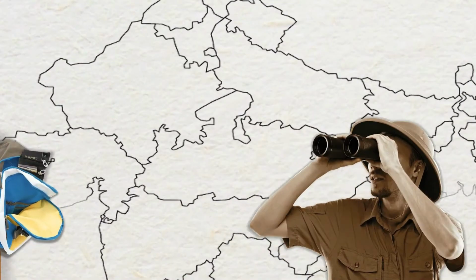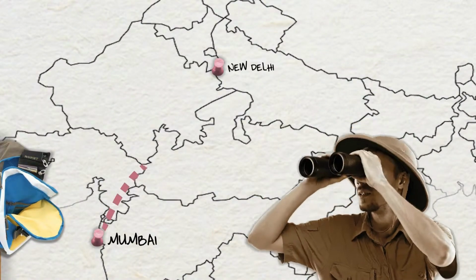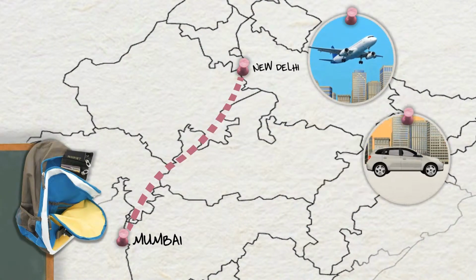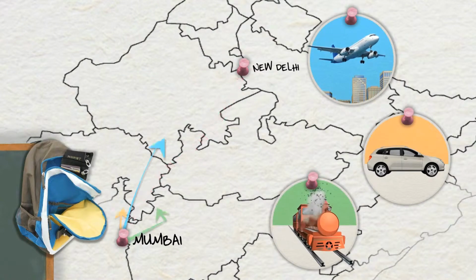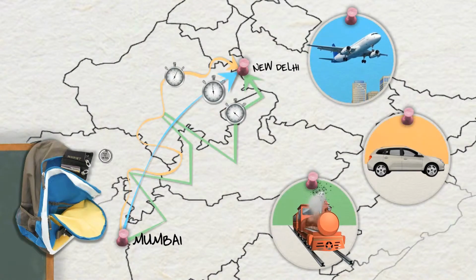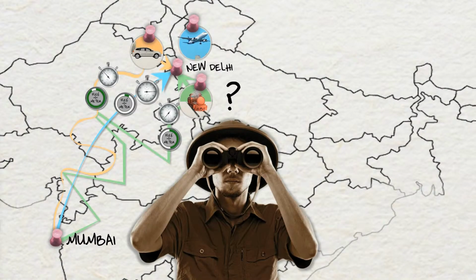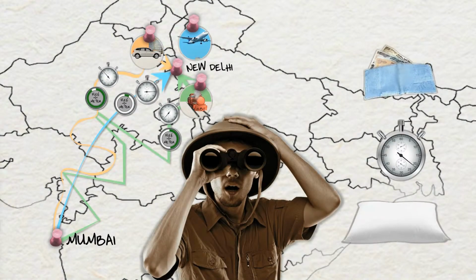Okay, suppose you want to travel from Mumbai to New Delhi. That's a long journey, and so your travel agent gives you options of different modes of transportation that you could use to get there. So he lays out the route, time it takes, and flexibility of each mode for you. And now, it's up to you to decide which mode suits your pocket, time and comfort the most.